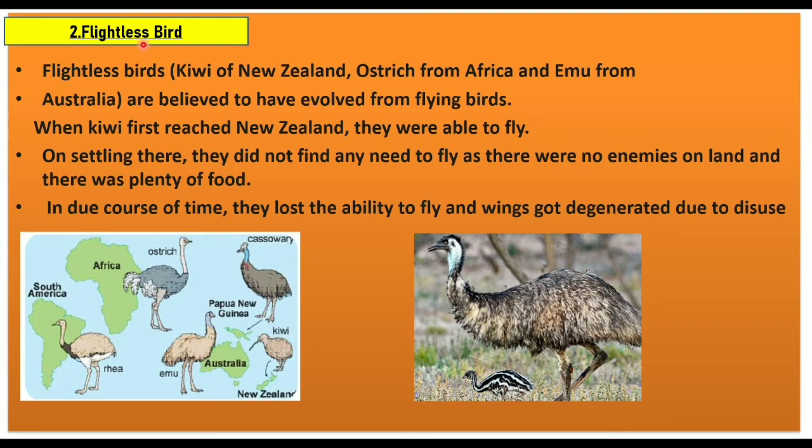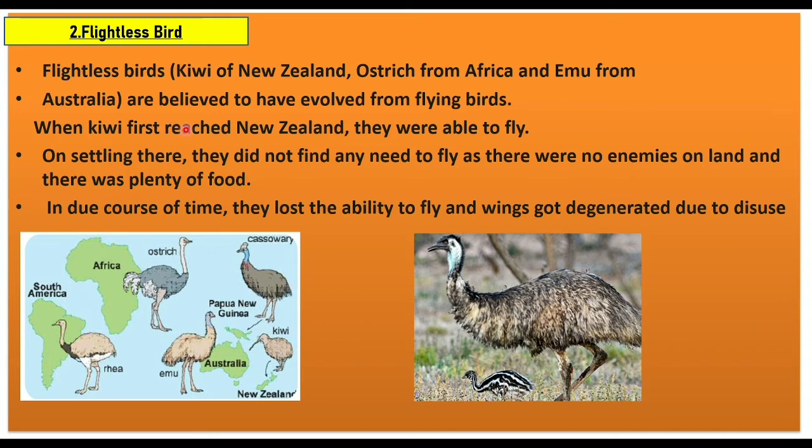Another example which supports Lamarckism is flightless birds. Flightless birds like kiwi, ostrich and emu. Scientists believe that these evolved from flying birds. So kiwi, ostrich and emu evolved from flying birds.